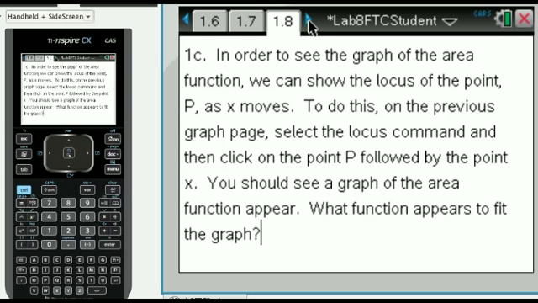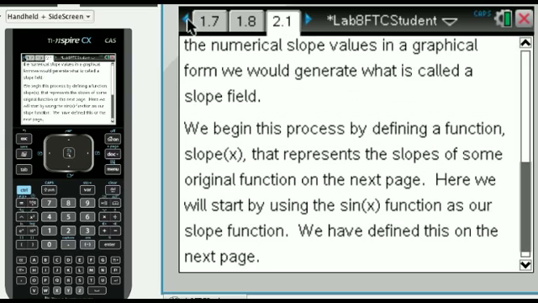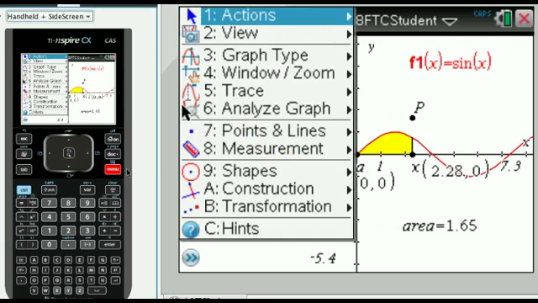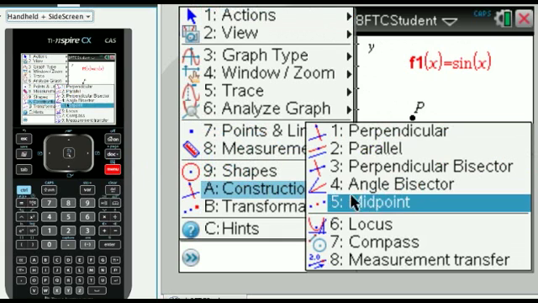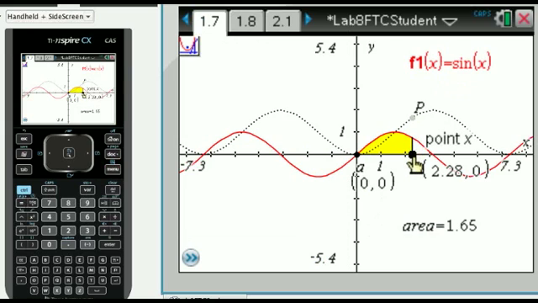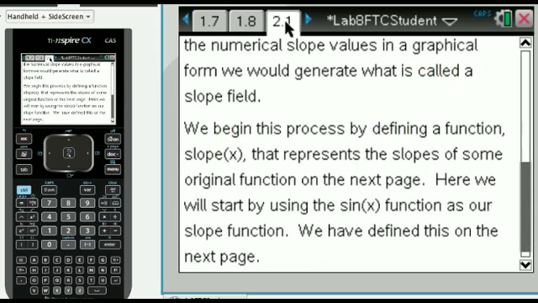Now they're actually asked to say, all right, well, what if you want to actually see the locus of this point? And so they're asked to go back and plot the locus, so they can go to their menu command, go down and construct a locus. The locus of P as X moves, and there they get it. Again, they're asked to describe whether or not that matches what their expectations were.